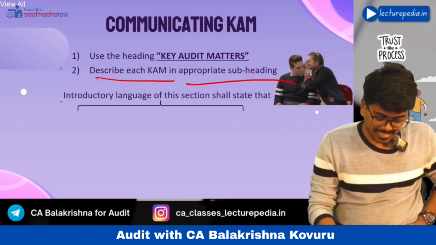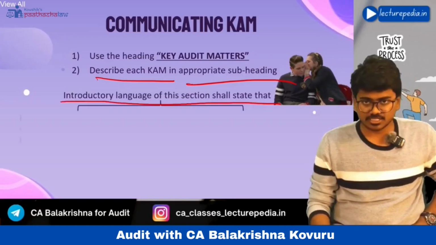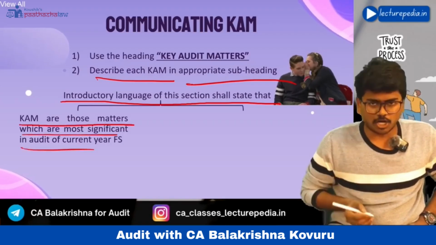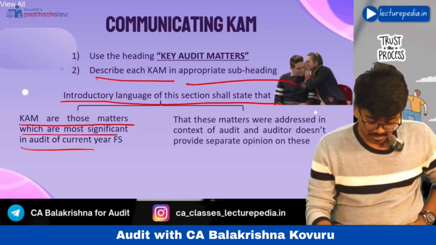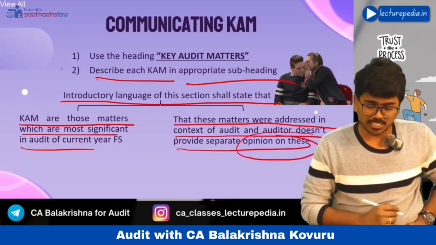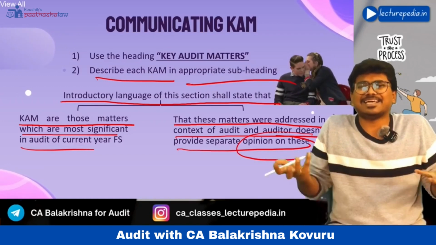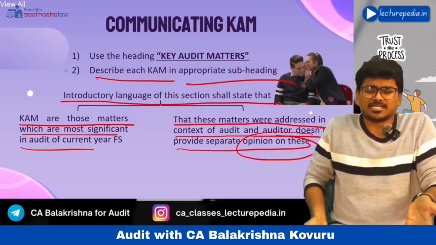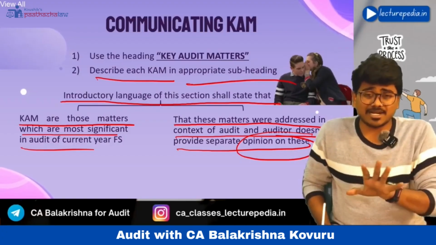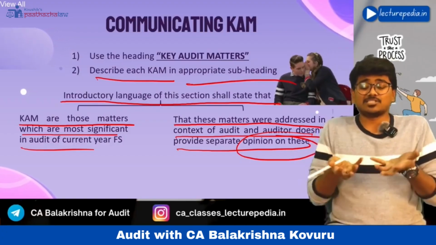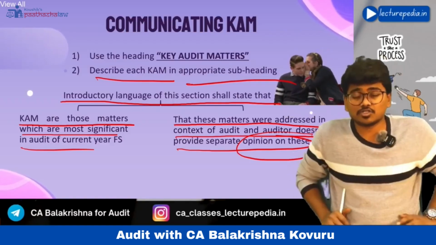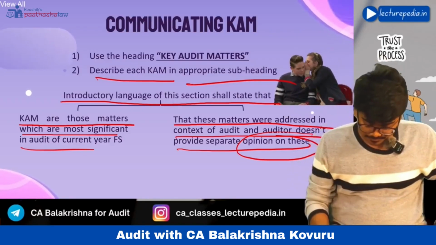Now the introductory language of this section shall be like this: key audit matters are those matters which are most significant in the audit of the current financial year, and that these matters were addressed in the context of the audit, and the audit does not provide a separate opinion on these. You have to explain the nature of key audit matter. Key audit matters are those matters that are significant for the purpose of the current period audit, and the auditor doesn't provide any separate opinion on these matters. Like this you need to explain the nature of those key audit matters in the introductory language of the key audit matter paragraph.